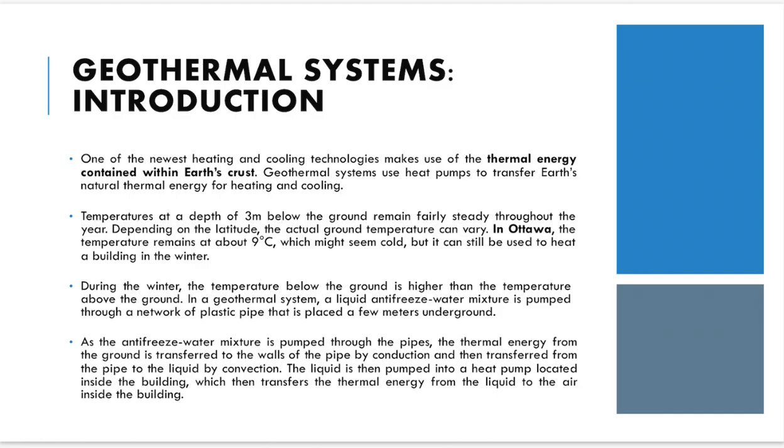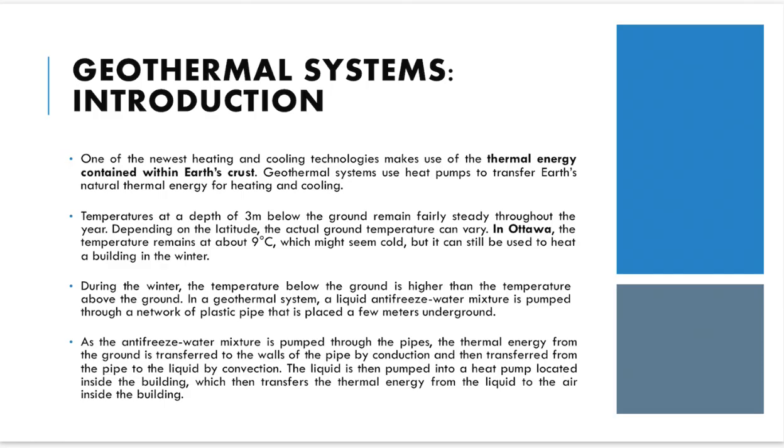One of the newest heating and cooling technologies makes use of the thermal energy contained within the Earth's crust. Geothermal systems use heat pumps to transfer the Earth's natural thermal energy for heating and cooling. Temperatures at a depth of 3 meters below the ground remain fairly steady throughout the year. Depending on the latitude, the actual ground temperature can vary. In Ottawa, the temperature remains about 9 degrees Celsius, which might seem cold, but can still be used to heat a building in the winter.